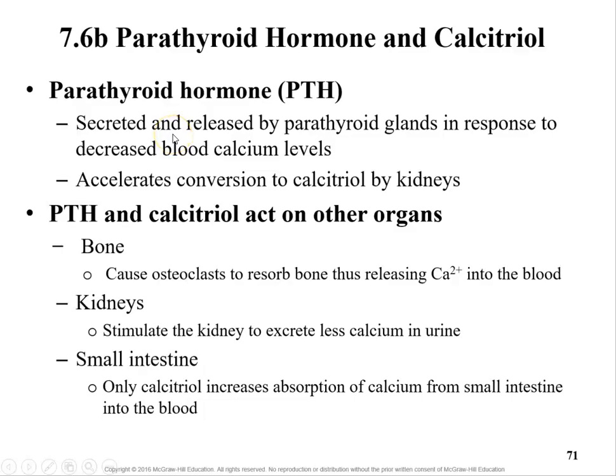Parathyroid hormone is secreted and released by parathyroid glands, that's right next to your thyroid gland, in response to decreased blood calcium levels. What is going to happen is it accelerates the conversion to calcitriol by kidneys. It also is going to cause osteoclasts to resorb bone, thus releasing calcium into the blood. PTH and calcitriol are also going to stimulate the kidneys to excrete less calcium in urine. And calcitriol increases the absorption of calcium from the small intestine into the blood.